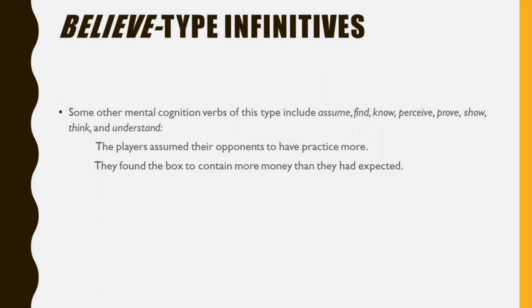Some other mental cognition verbs of this type include assume, find, know, perceive, prove, show, think, and understand. For example, the players assumed their opponents to have practiced more. They found the box to contain more money than they had expected. The geologists knew the hills to contain gold deposits. We perceived them to be uninterested in our proposal.